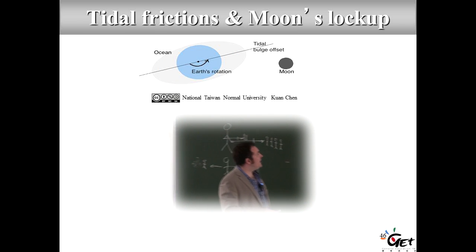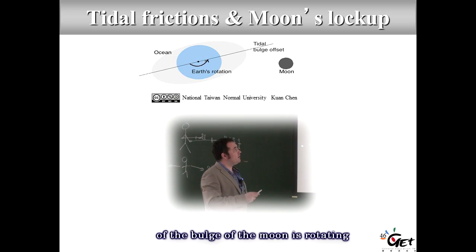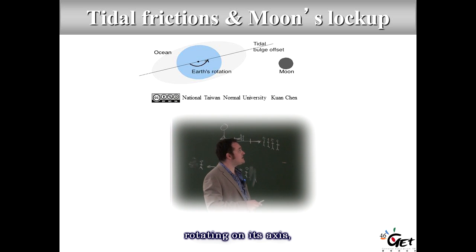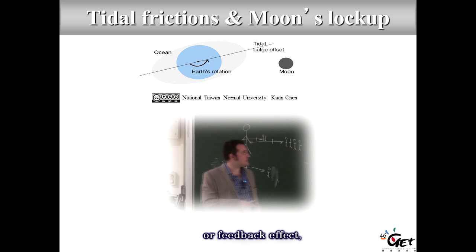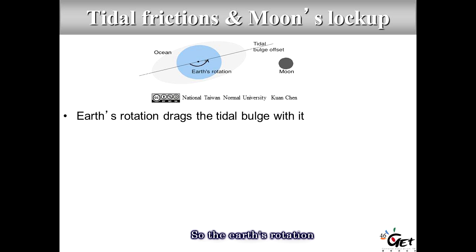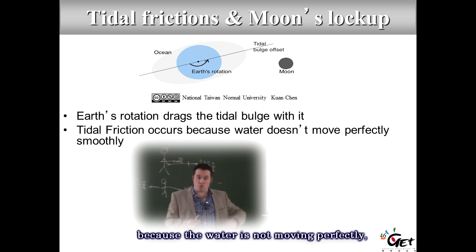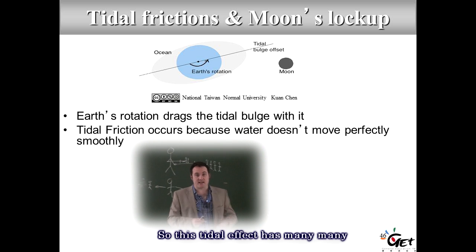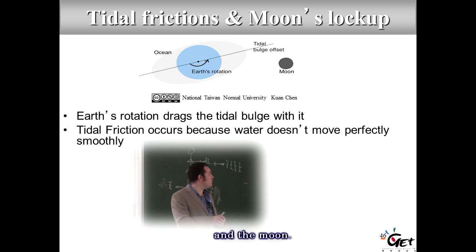And once again, because this deformation, the bulge, is rotating at the same time that the Earth is rotating on its axis, you have what we call tidal friction, or a feedback effect on the rotation. The Earth's rotation drags the tidal bulge with it, and friction occurs because there is a delay, as the water is not moving perfectly. So this tidal effect has many effects on Earth and the moon.